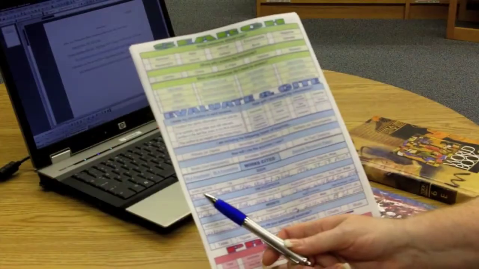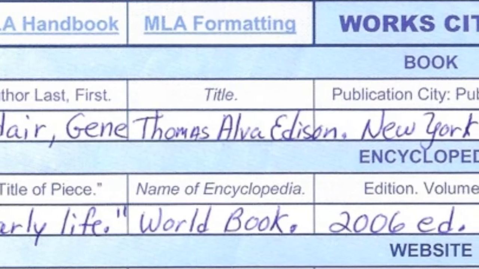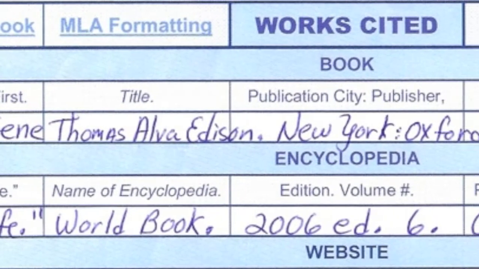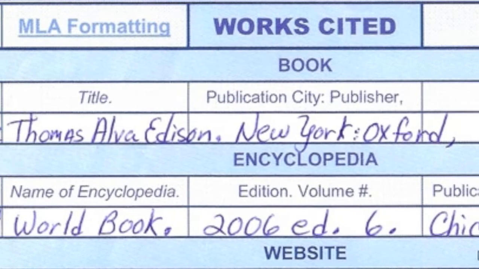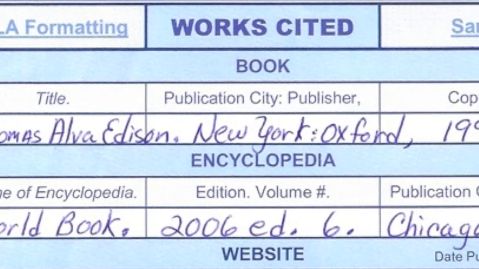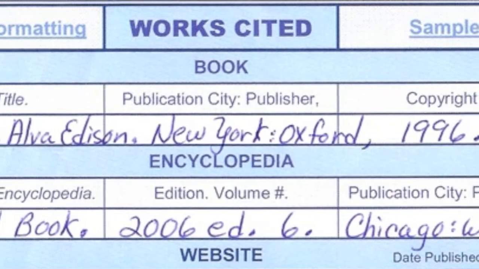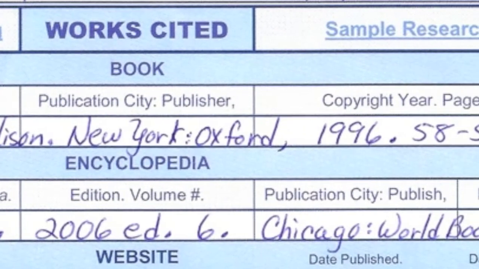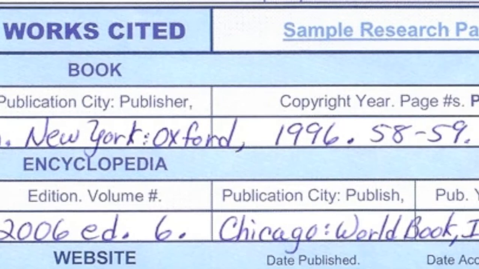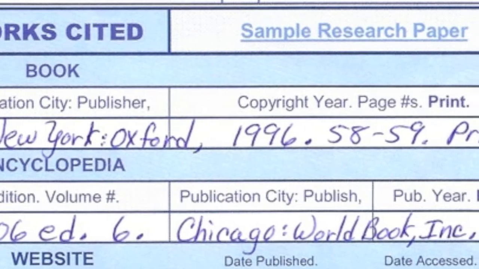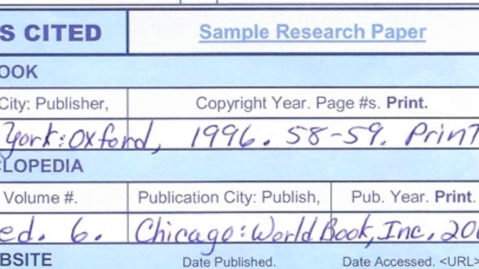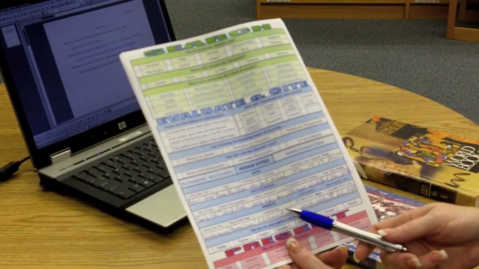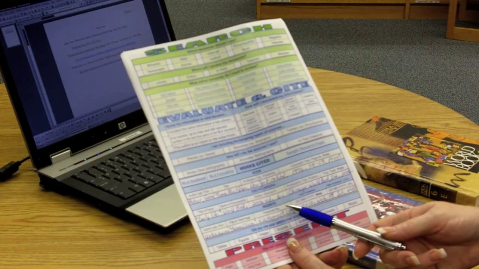For instance, the author's name has to have the comma, as it has up here, and then after his first name it would have to have a period. The title has to have a period after it, and publication city would require a colon like it has here, publisher a comma, in this case it was Oxford, and then the copyright year, a period after it, the page numbers, period, and then the word print at the end with a period. So follow that on all of these when you're trying to fill out your works cited information.